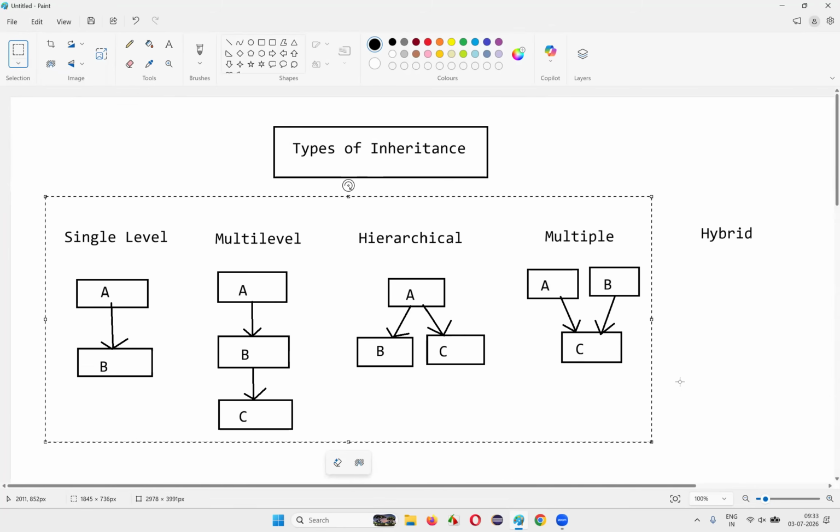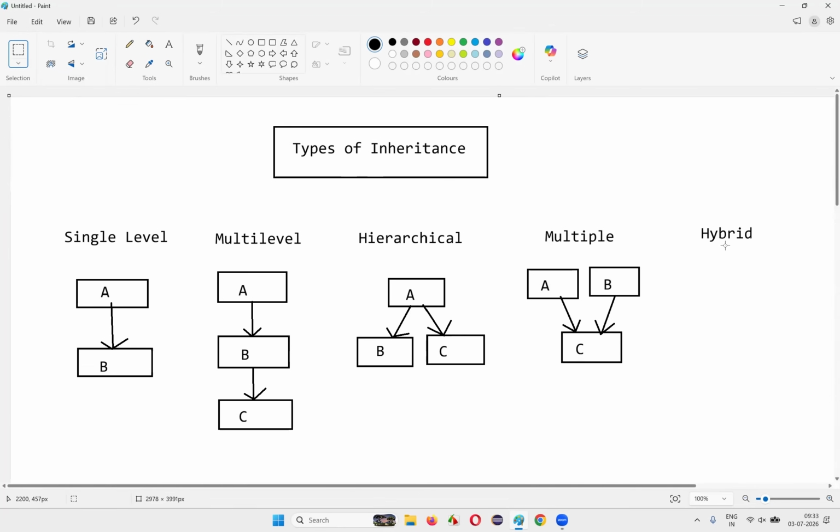multiple inheritance. Now the final one, that is hybrid. Hybrid is a combination of hierarchical and multiple. When I combine both, hierarchical and multiple, it will become hybrid. How? Let me show you.